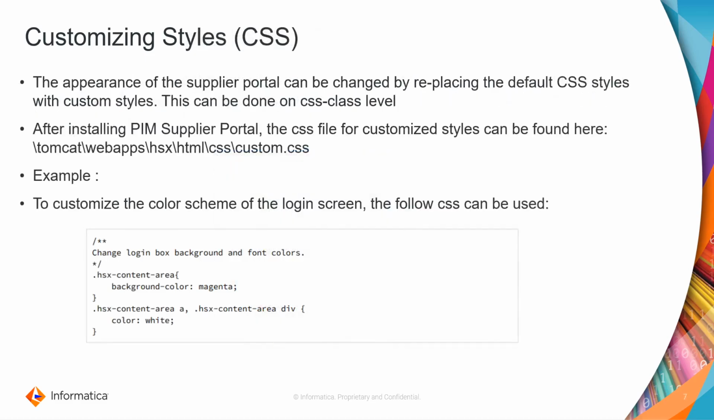The appearance of the supplier portal can be changed by replacing the default CSS styles with the custom styles. Once the PIM supplier portal is installed, we can find the custom.css file under the Tomcat Web Apps HSX HTML CSS folder. By modifying this custom.css file, we can customize the supplier portal application as per the requirement. The below example shows customizing the color scheme of the login screen of supplier portal. This example we'll be seeing in the demo which is following in the presentation.